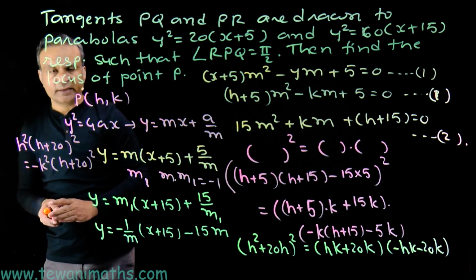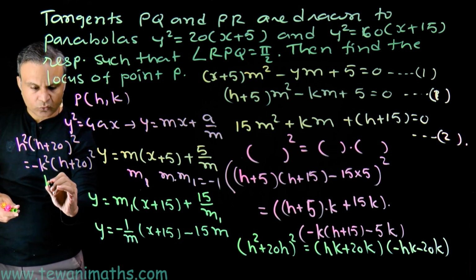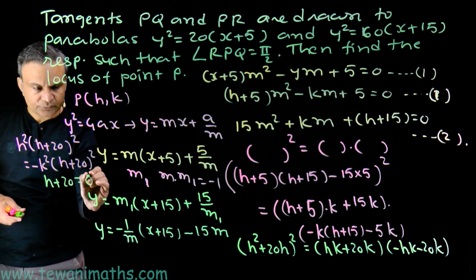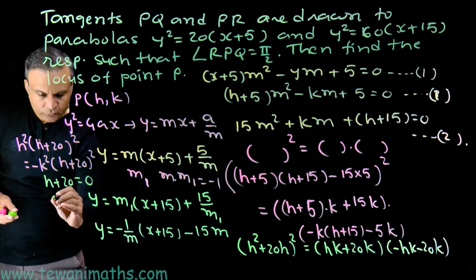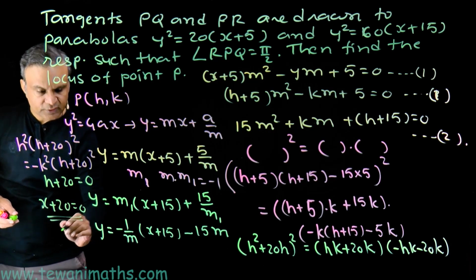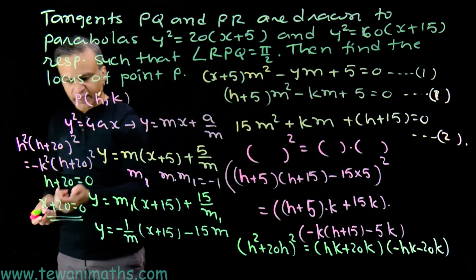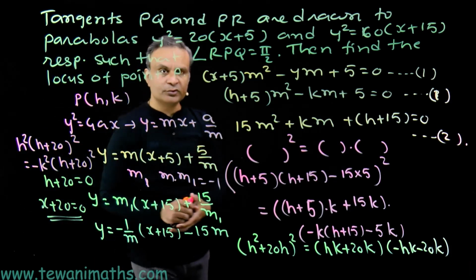This equation will be satisfied only if the value of h plus 20 is 0. So we get x plus 20 is equal to 0. This is the equation of the required locus. The locus of point P will be x plus 20 is equal to 0.